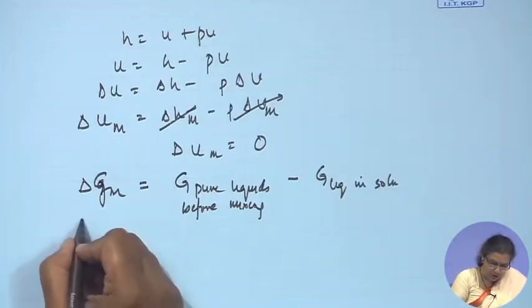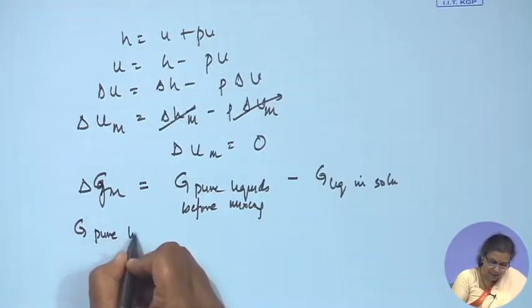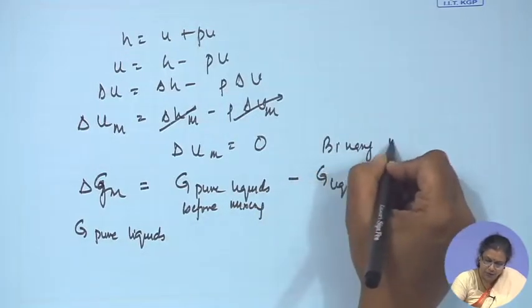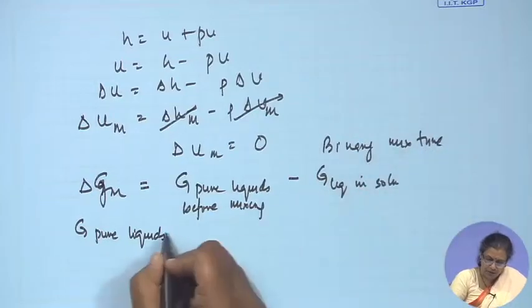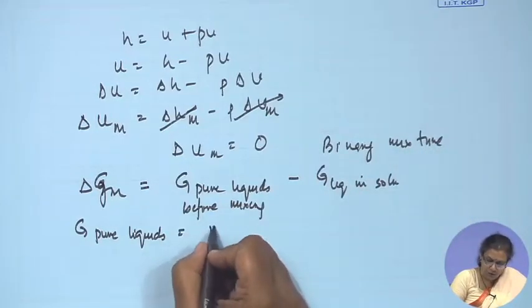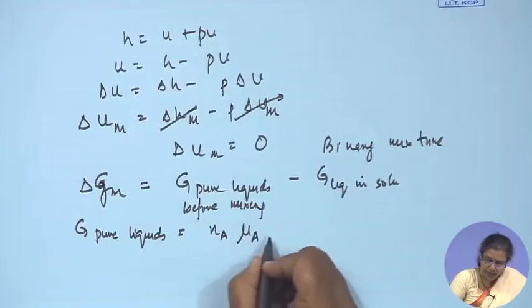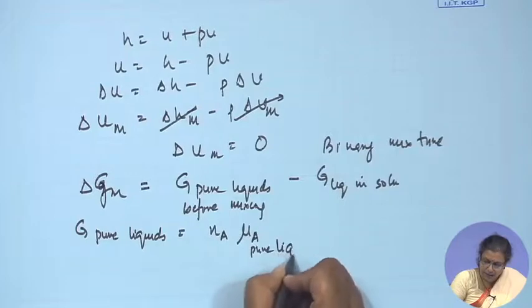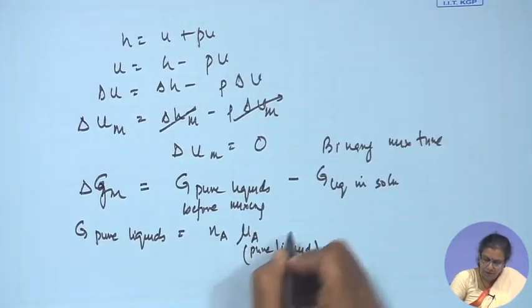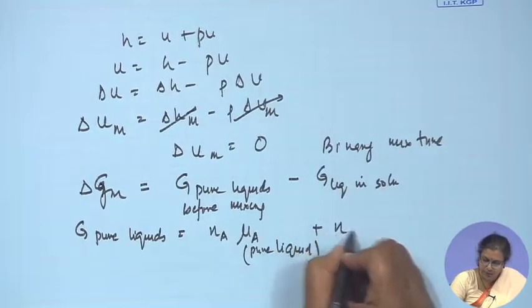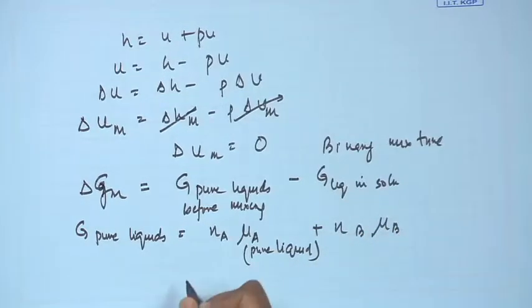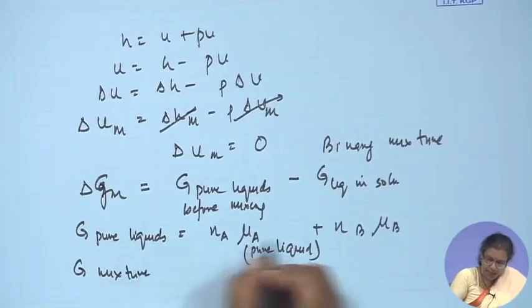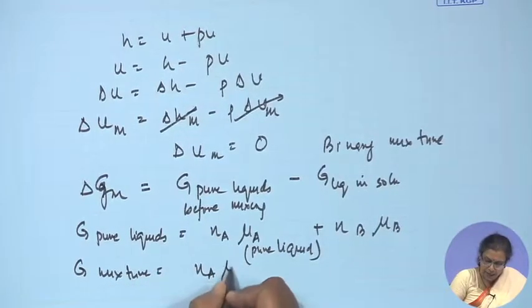Now, what is the G of pure liquids? For the time being, let us consider a binary mixture, a 2 component solution. Before mixing, this was Na mu A of pure liquid. I do not put anything to indicate pure liquid after this, plus Nb mu B. Fine. What is G mixture after A and B have been mixed? This will be Na mu A.